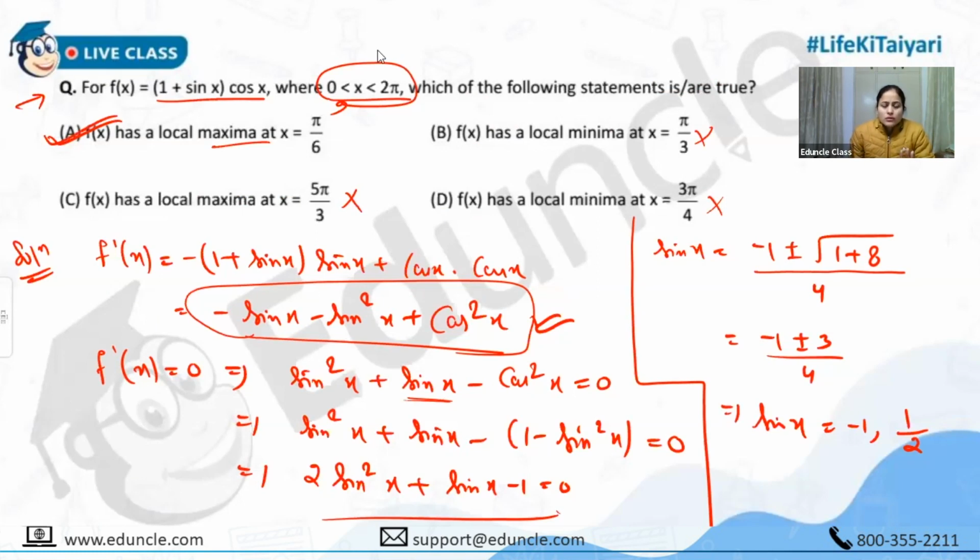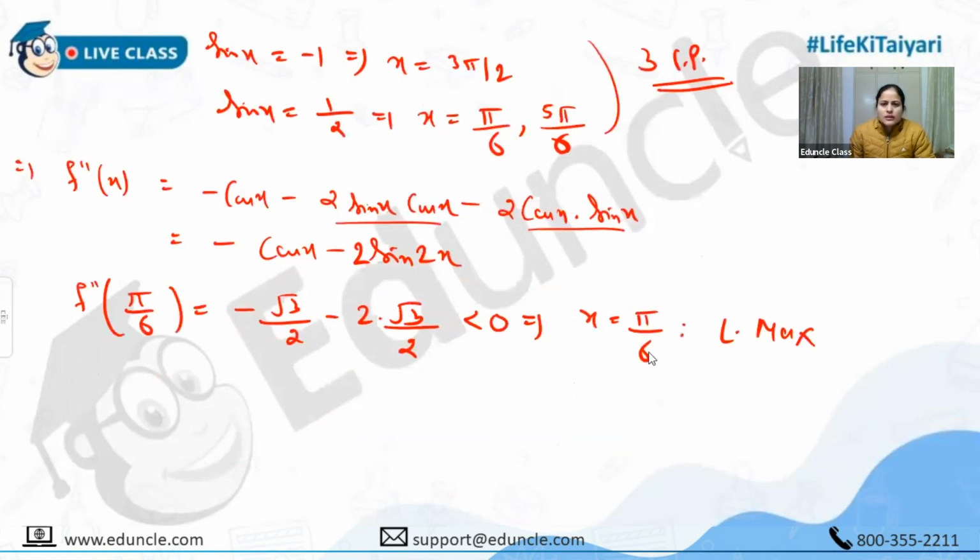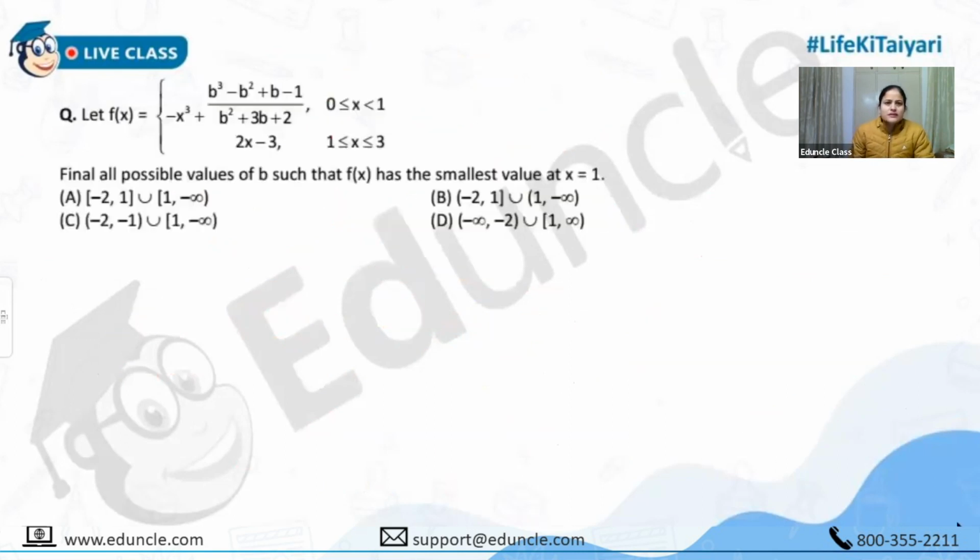So always, while doing calculations, observe all the options carefully. Look at all the options once carefully, then accordingly do the calculation. Okay? So now I think it has come to mind. So our option A is correct. Let's take another question.